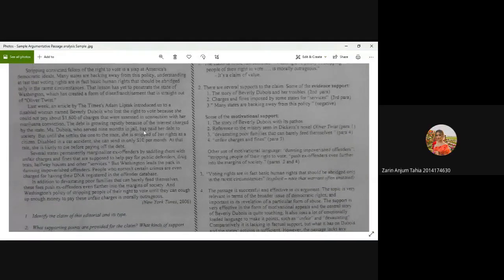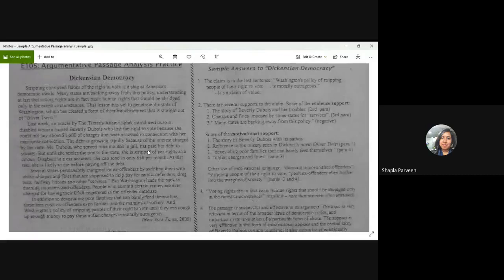Yes, Miss. Okay, now we're going to read this passage and then we're going to look at the answers. Okay, so here the sample answers are already given, so you can follow these sample answers and write your own answers when a different passage will be given. Okay, so I would like someone to read the passage.